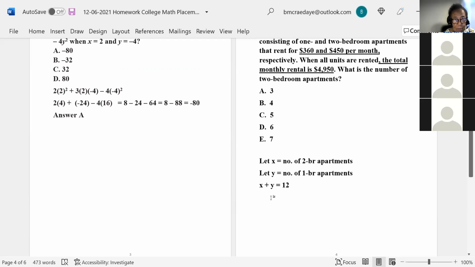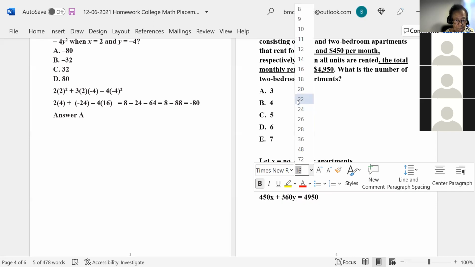Then I write 450X plus 360 equals 4,950. Well, 360 is the number of one-bedroom, so that would be 360Y, right? Equals 4,950. So we've got two equations and two unknowns.